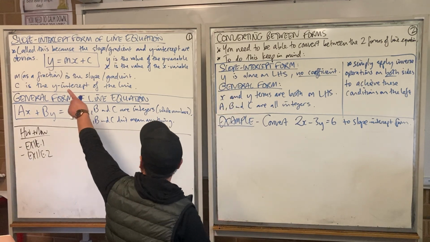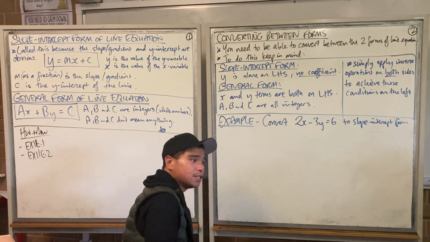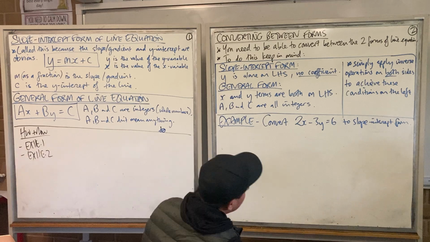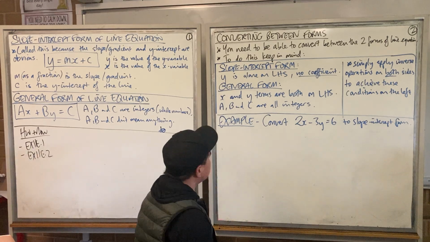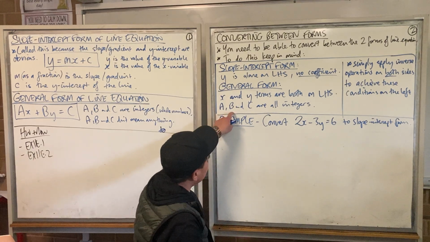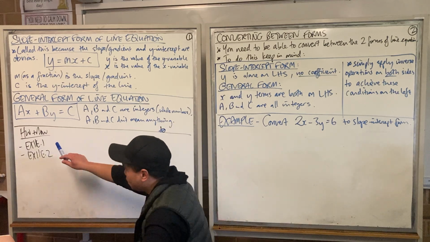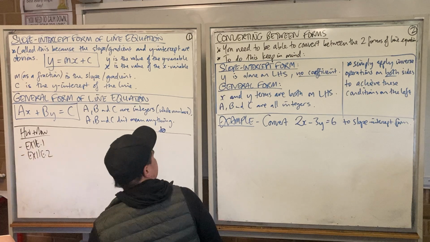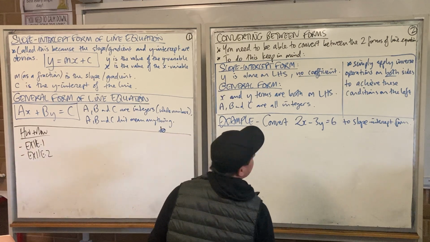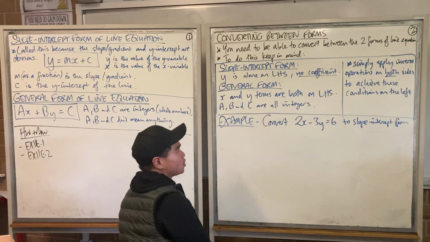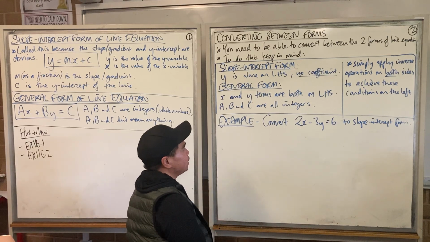Slope-intercept form, what do you notice about the y? Is there anything in front of the y in slope-intercept form? No. So y is alone on the left-hand side, there is no coefficient. That's the only rule for slope-intercept form. In general form, x and y are both on the left-hand side, as you can see there. And the only rule is that a, b, and c have to be integers, whole numbers. They can be negative. So simply apply inverse operations on both sides to achieve the conditions.